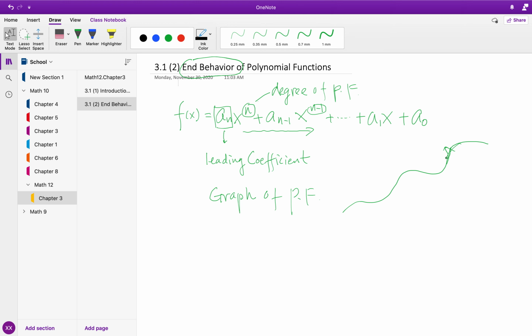Now, what does the end behavior mean? It means the beginning of the graph and the end of the graph, and they have a pattern, a beautiful, beautiful pattern for us to take a look at. First of all, I want to bring to your attention this polynomial function. What is the domain? The domain of this function is, as we all know, x, all real numbers. So that is our domain.